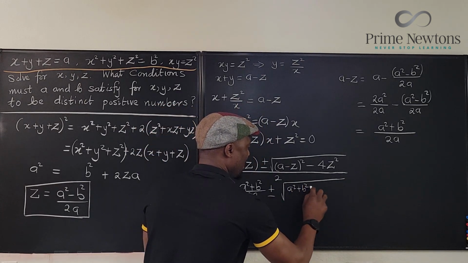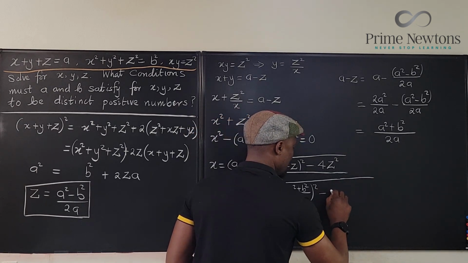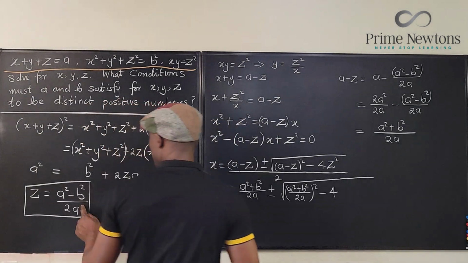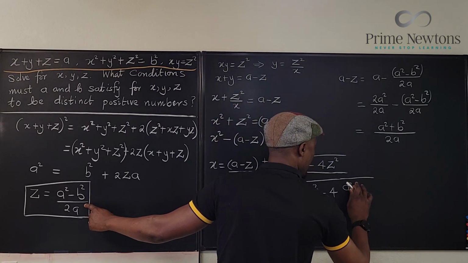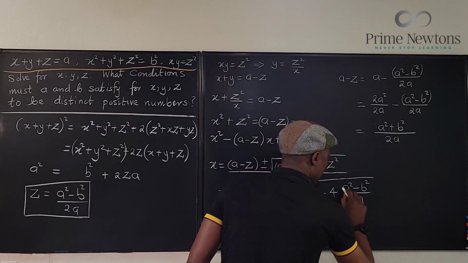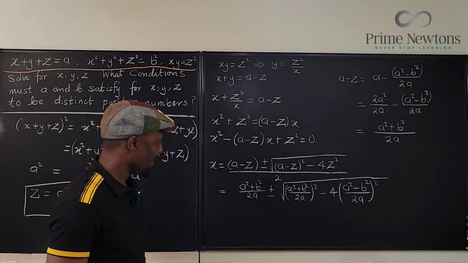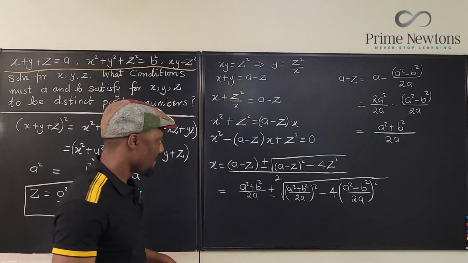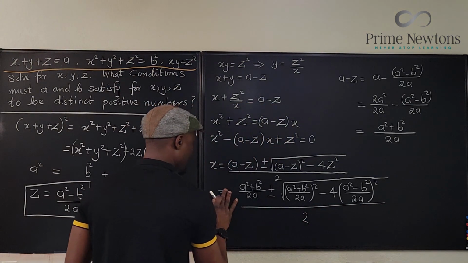a squared plus b squared over 2a, squared, minus 4 times z squared. What is z? This is z. Oh, okay, times 4 times this squared. That's going to be a squared, is it plus? Minus b squared over 2a, everything squared. Come on, that's a lot. Everything divided by 2. Interesting. All over 2. That's what this is.